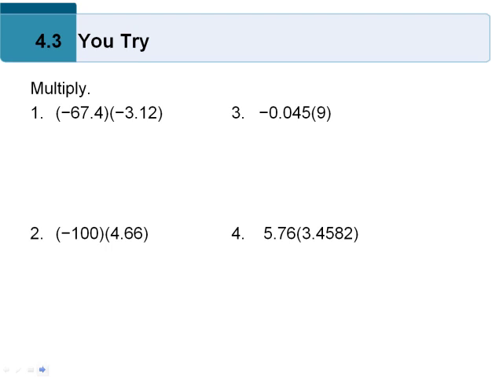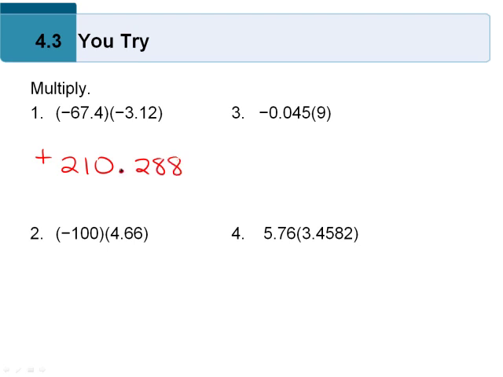All right, number 1, we have a negative times a negative. So I know that's a positive. Now look at this. Look at how many decimal places are in the original problem. There's a 4, a 1, and a 2. So we have 3 decimal places total, which means that my answer should have 3 decimal places, digits behind the decimal point. So let's make sure we get that. 67.4 times 3.12 gives you 210.288. And there's 3 digits behind that decimal point.